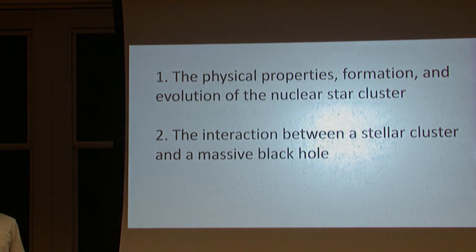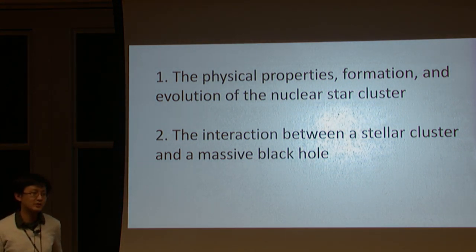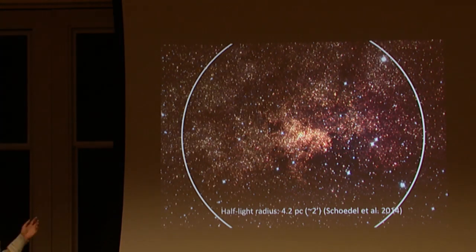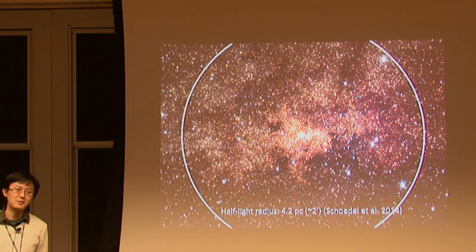So the two things I'm most interested in terms of the Milky Way nuclear star cluster are, one, the physical properties, its formation, and the evolution of the cluster, so the physical properties and how it got there. And then two, the interaction between a stellar cluster and a supermassive black hole. To begin, though, let's look at the bulk properties of the cluster, what we know about it today.